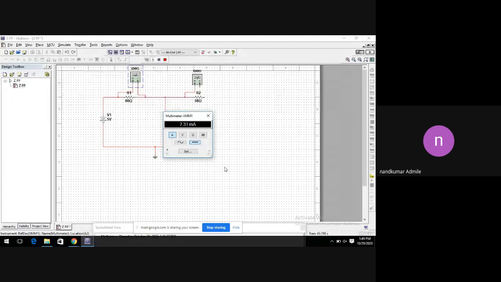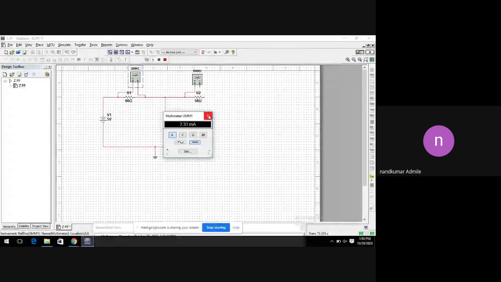Okay, have you observed the value of current I1? Yes. Yes, sir. Okay, so note down the value of current I1. The value of current I1 is 7.31. The unit is important. The value of I1 is in milliampere. So note down the value of I1 is 7.31 milliampere.